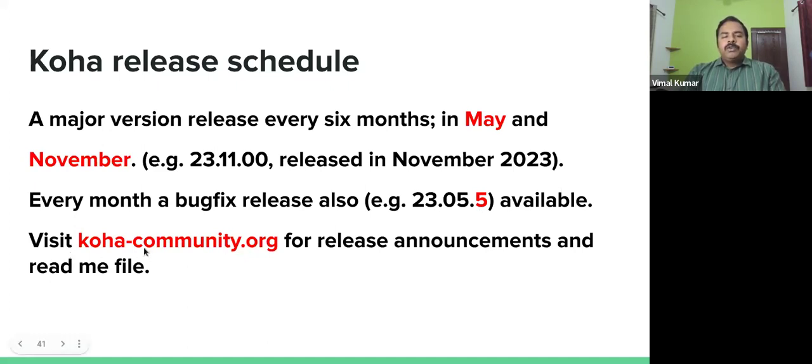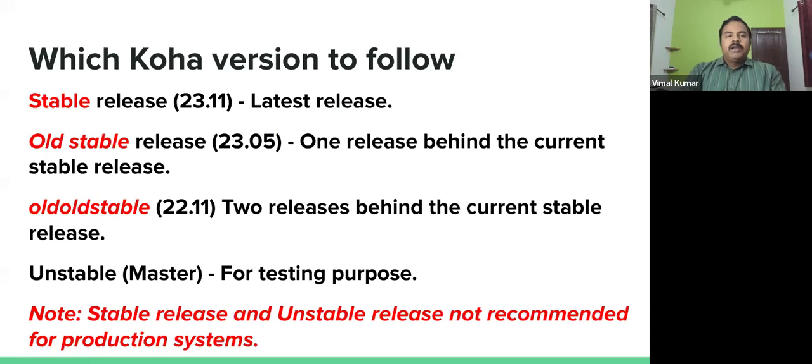Anyway, if we want to know detailed information on what's new in a release, or when a new release arrives, we want to know what new features are available with the release, we can visit the site koha-community.org, where we can get detailed information regarding each major version. It has four kinds of editions available.